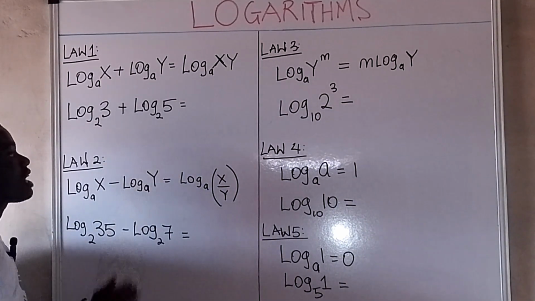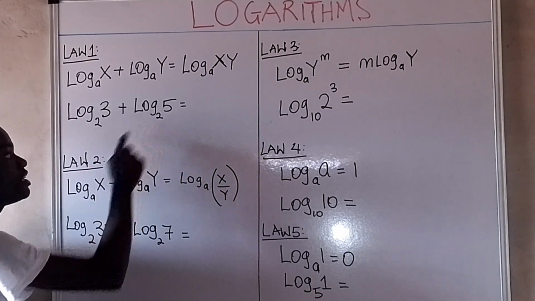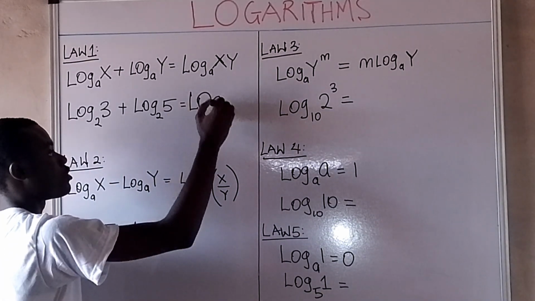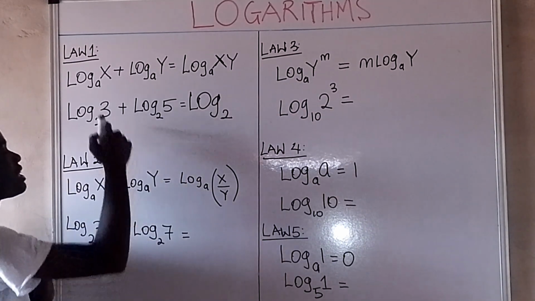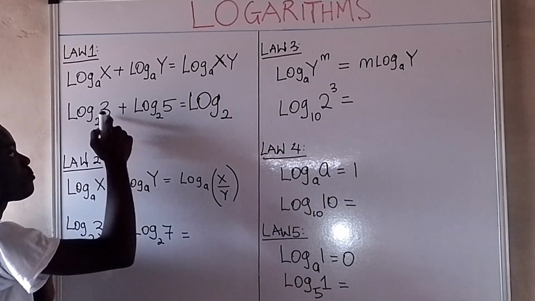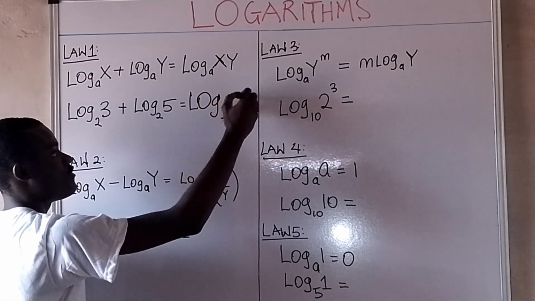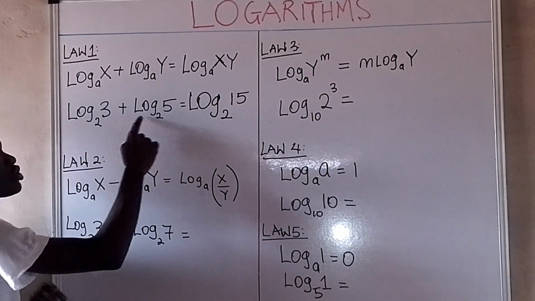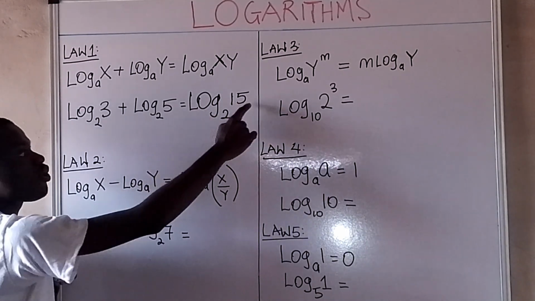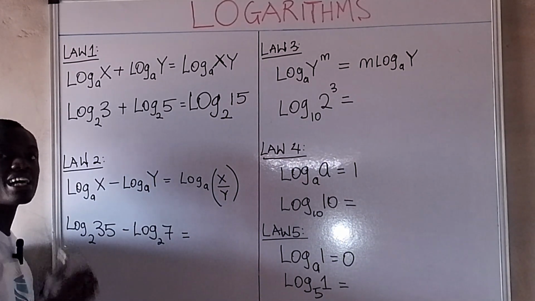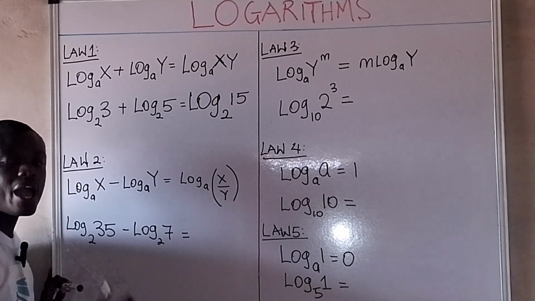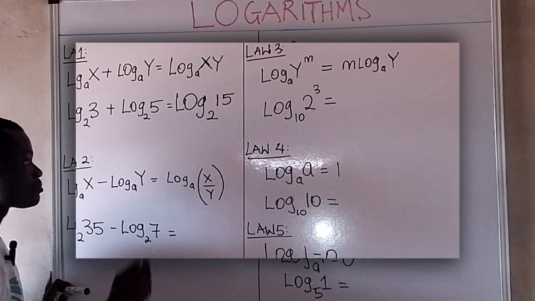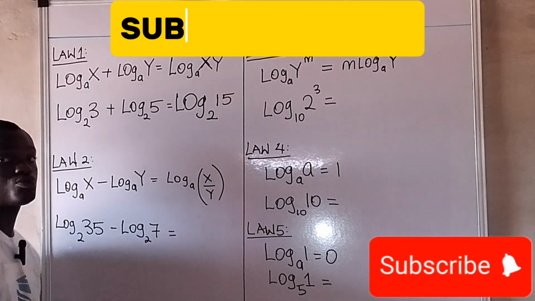Now, in solving this particular question, the bases are similar, base 2. What are we going to do? We are going to pick one of the bases. It's going to be log to the base of 2. Now we are going to multiply these individual numbers. 3 times 5 will give us 15. So therefore, log 3 to the base of 2 plus log 5 to the base of 2 is equal to log 15 to the base of 2. We can only use this law when the bases are similar, but if they are different, we can no longer apply this law.